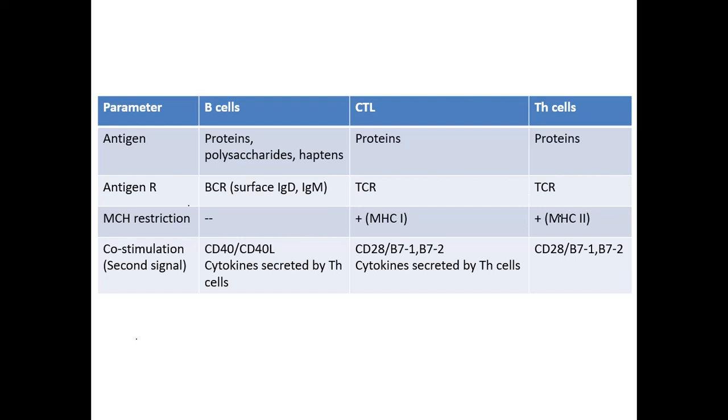molecules for antigenic presentation. The co-stimulation or the second signal is produced in order to strengthen the interaction of the MHC and other molecules for antigenic presentation.